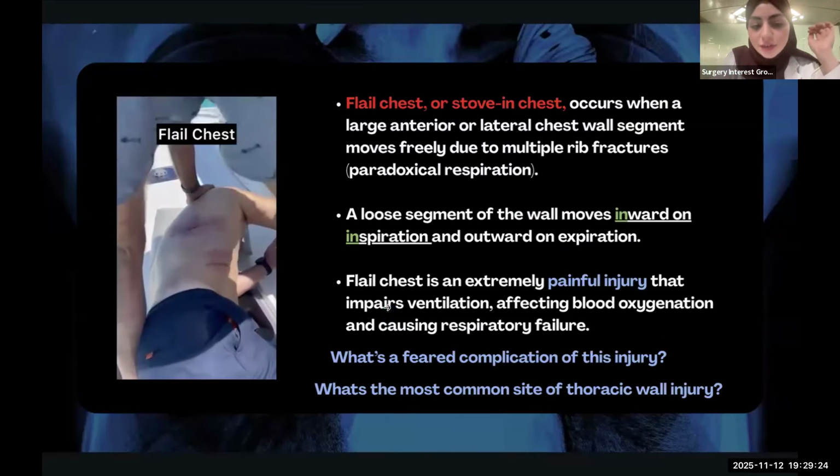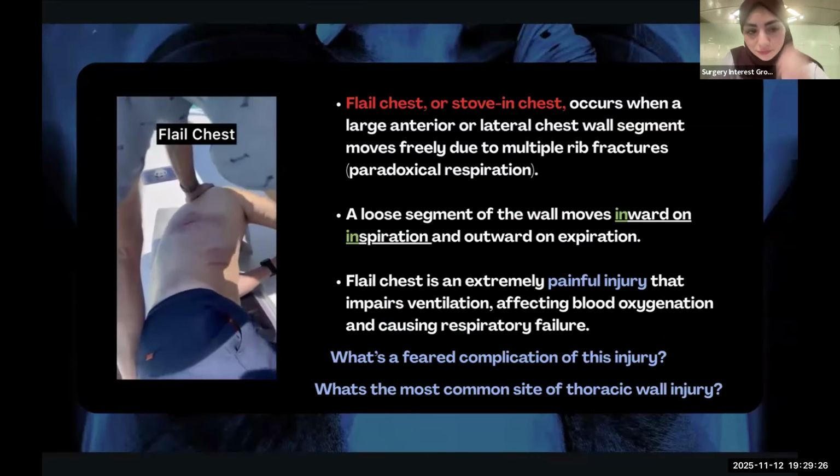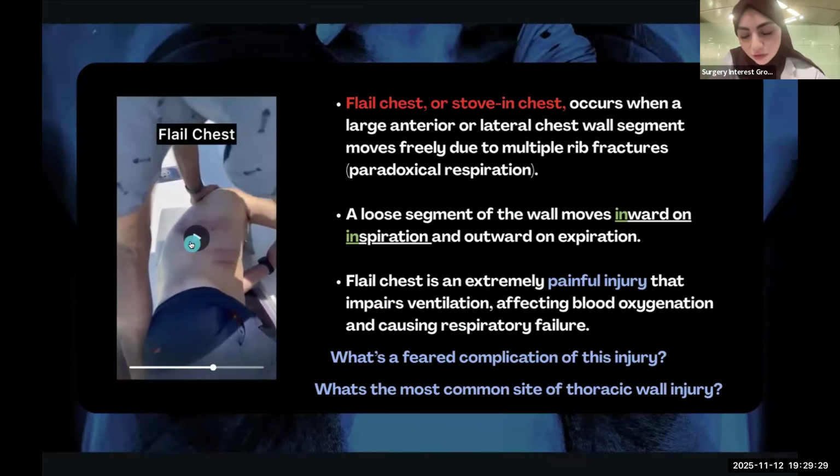Now we move to our next concept. Okay, and this video is going to be of a pathology which is known as flail chest or stove-in chest. Now, this is going to be applying all the anatomy that we've discussed so far into an injury. So let's say that someone, again, what's the most common site of fracture? You said the lateral chest wall or the arc of the ribs. Let's say someone punched me into my chest wall and I broke multiple ribs, not just one, multiple.